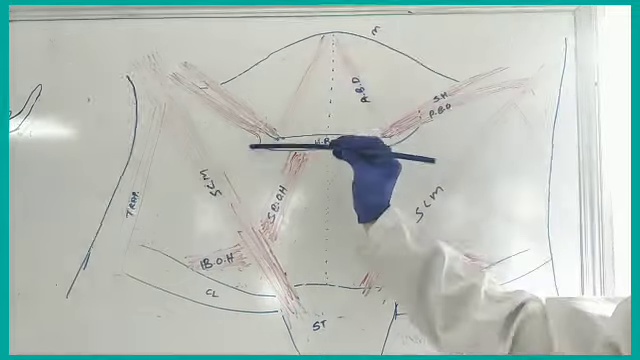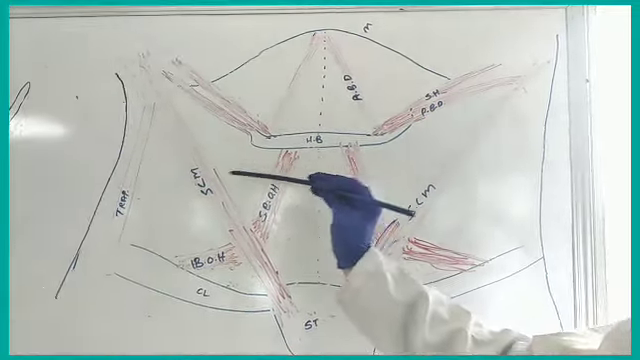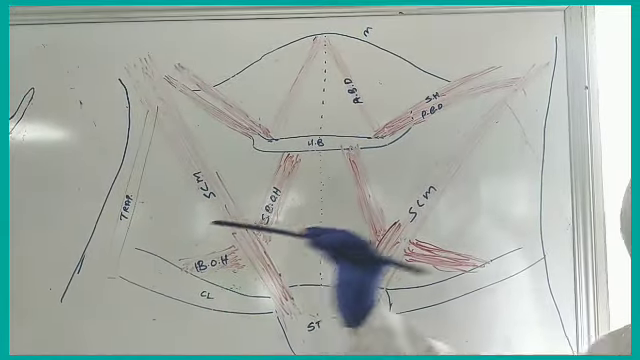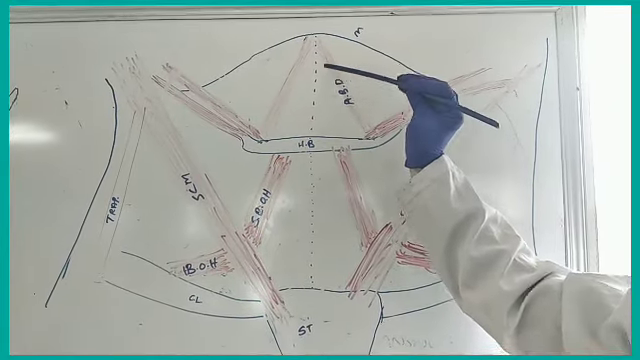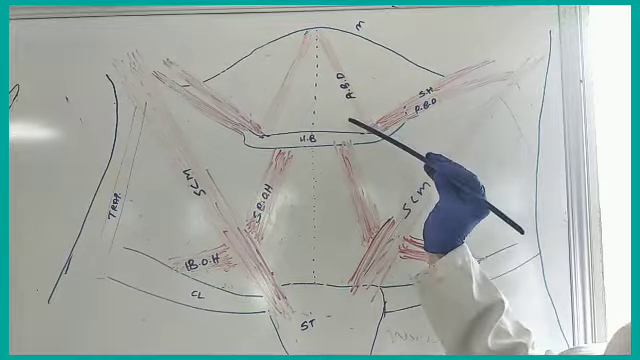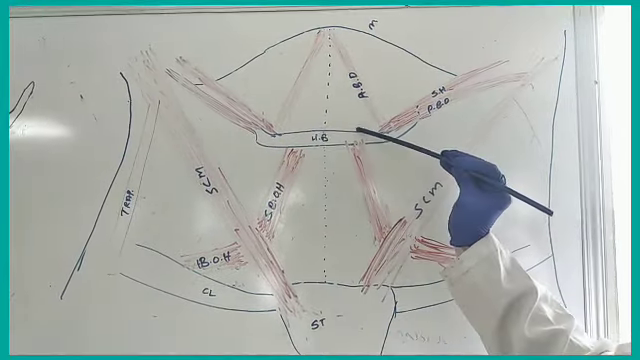This is different from the rest of the triangles because the rest of the anterior triangles are paired. We have them on the right side and left side. But this submental triangle is single and located in the midline. Let us analyze the boundaries of this particular triangle.